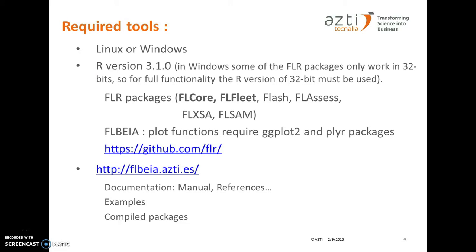The operating system must be Linux or Windows. The R version is 3.1.0 and it must be used with 32 bits. The required FLR packages are FLCore and FLFleet, but depending on the case study, more can be required. FLBeia contains some plot functions that require ggplot2 and plyr installed. The packages can be downloaded from the GitHub repository or from the FLBeia webpage, where you can find more documentation and examples.